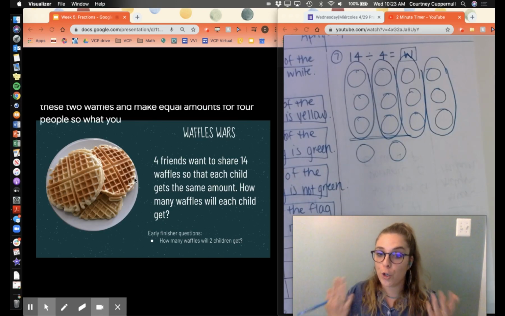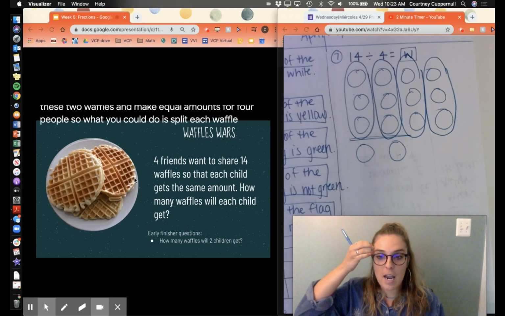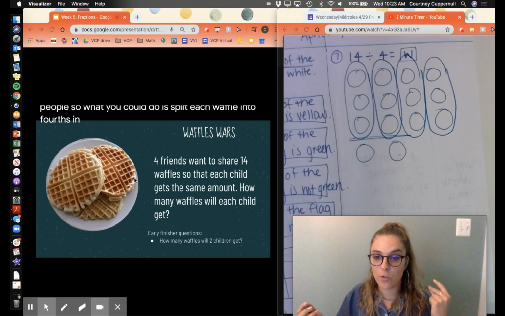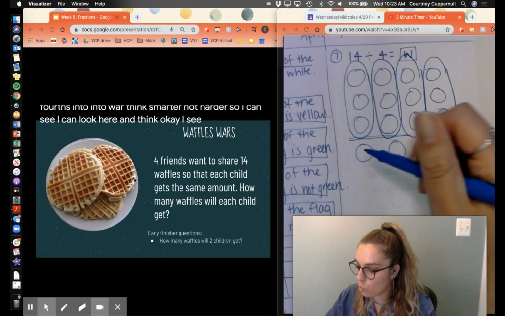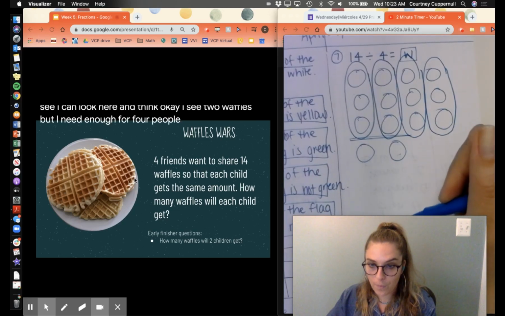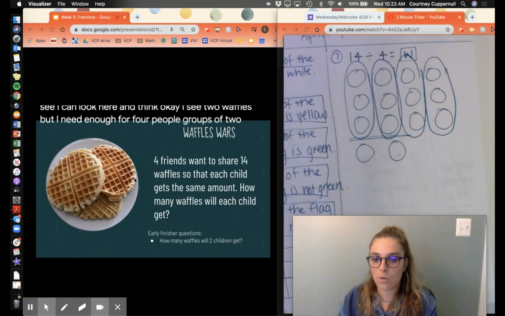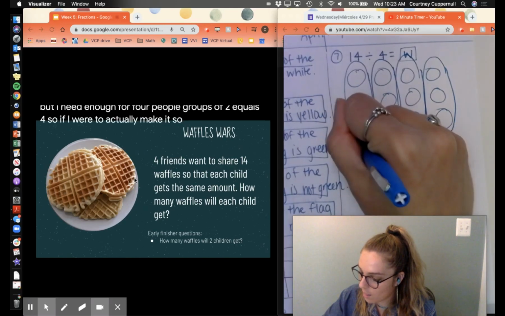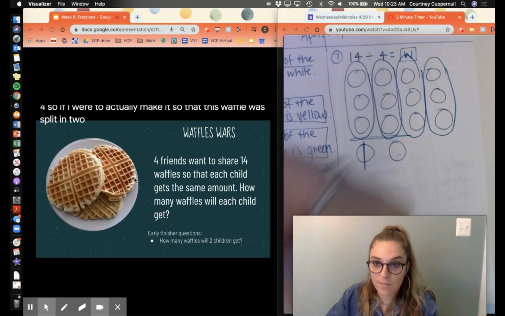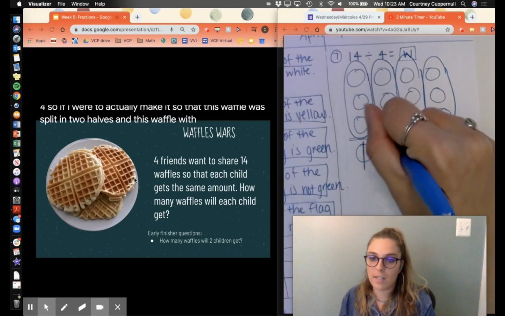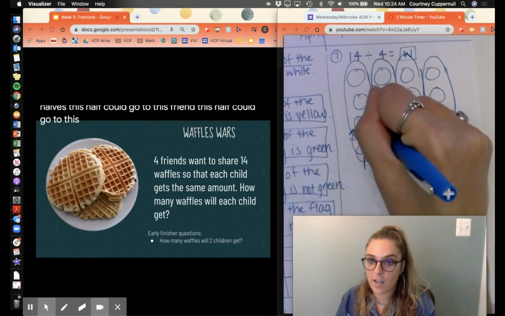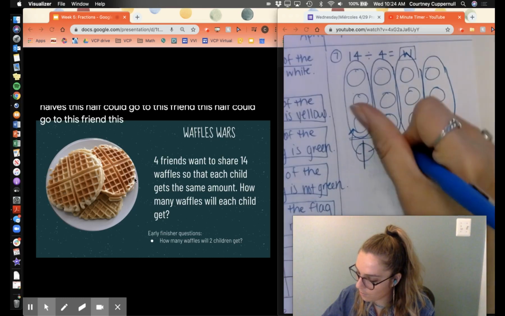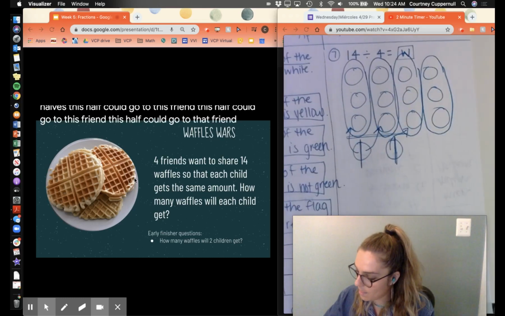So what you could do is split each waffle into fourths, or think smarter, not harder. So I can look here and think, okay, I see 2 waffles, but I need enough for 4 people. I know 2 groups of 2 equals 4. So if I were to actually make it so that this waffle was split into halves and this waffle was split into halves, this half could go to this friend, this half could go to this friend, this half could go to that friend, and this half can go to that friend.